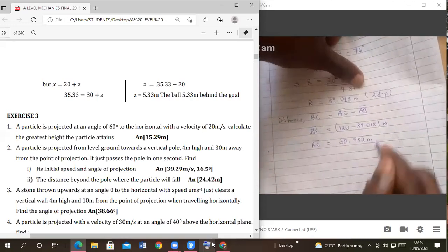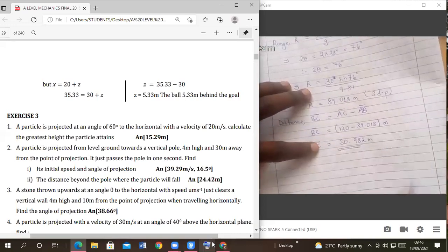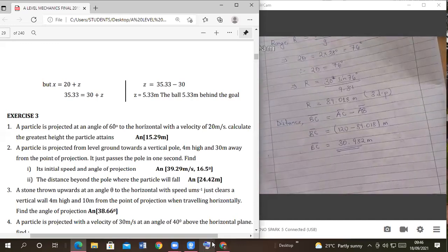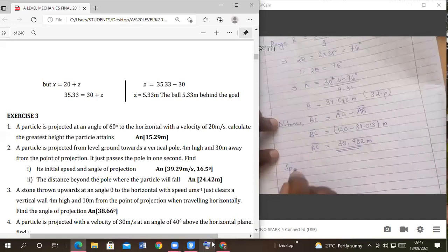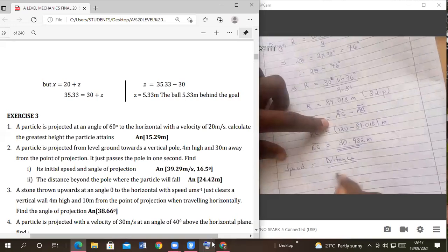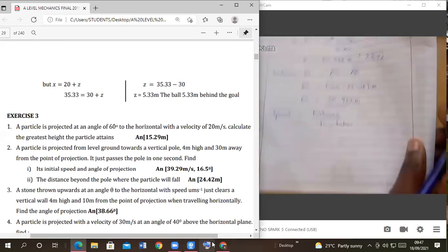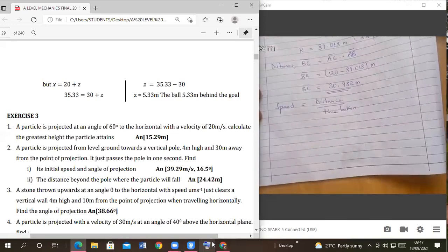30.982 meters. That's the distance. But the question is asking for the speed. So we know that speed is equal to distance over time taken. What will be the time taken? It will be the time of flight.